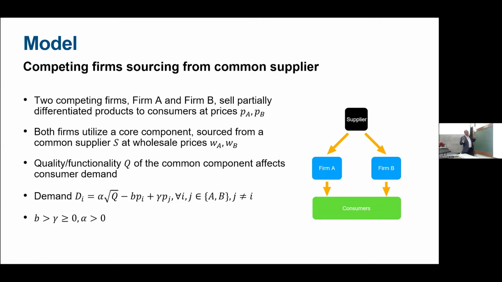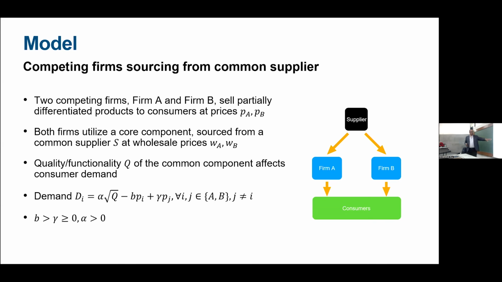A very, very simple model, and you can extend this in many different ways. But for this presentation, I have one common supplier like LG Chem, two rival buyers, firm A and firm B, Honda, GM. You can extend this to firm A, B, C, D, E, F, G, H, etc. And the consumers. Consumers go buy from firm A or firm B.